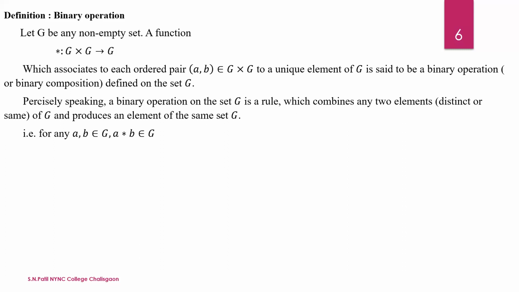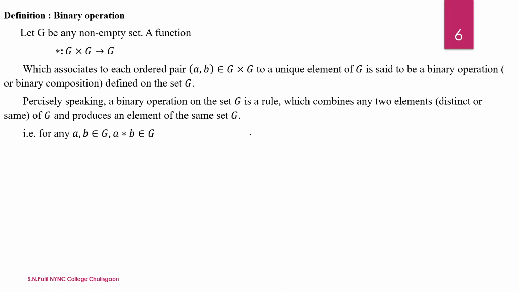That is, take any two elements of the set G, a and b, and a star b. Star is an operation. It can be any operation: addition, subtraction, multiplication, whatever operation is defined. That is a star b. The resultant should belong to G. That is, a star b belongs to G.